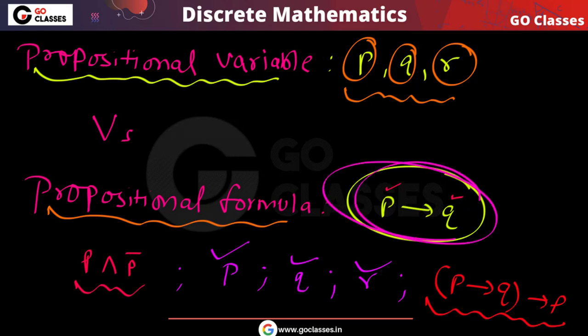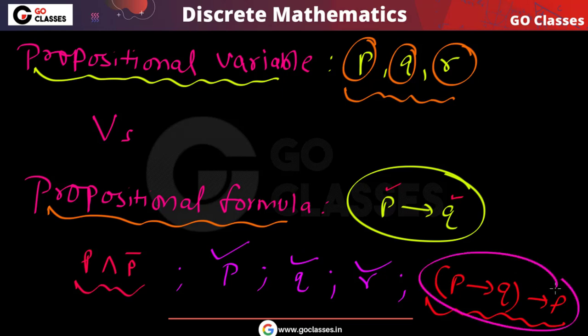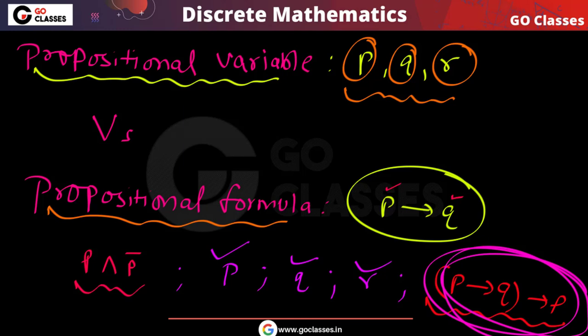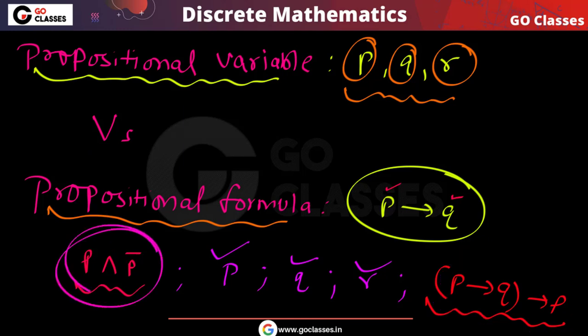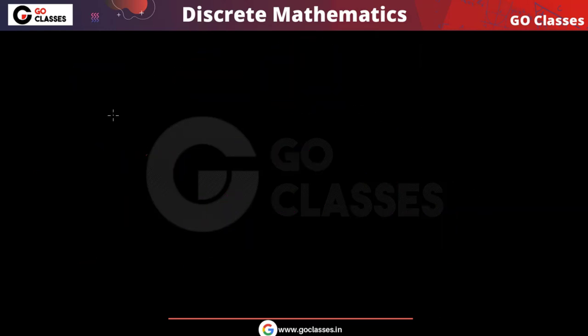But P implies Q is not a propositional variable. This is a propositional expression, or I can say a propositional formula. Every propositional variable is also a propositional formula. So this is the difference between a propositional variable and a propositional formula. For example, P implies Q is a propositional formula.